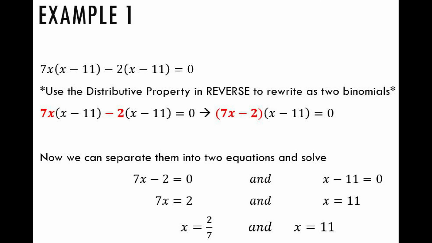Last step, I'm going to get x alone by dividing both sides by 7. So I get x equals 2 over 7. And then my last equation was already solved, so that's x equals 11. So the x-intercepts for this problem are 2 over 7 and 11.